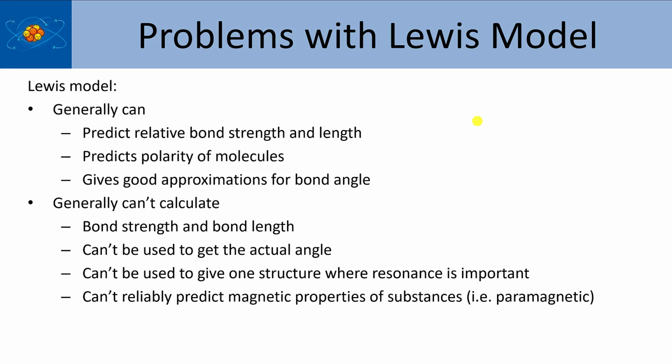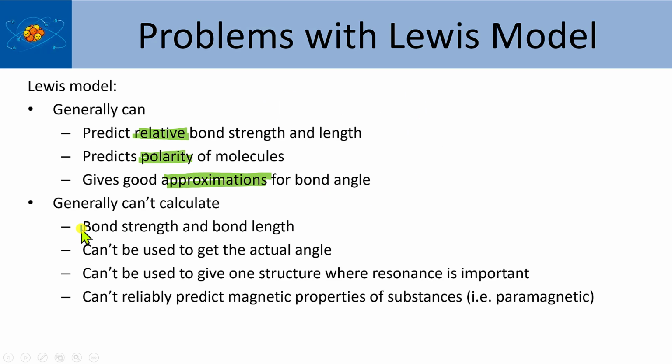Now, Lewis model is actually good at some things. For example, it's pretty good at relative bond strength and bond length. It's good at predicting polarity of molecules. That's based on VSEPR theory and Lewis theory both. And then it's good at giving approximations for the bond angles. But here's some things you can't do with Lewis theory.